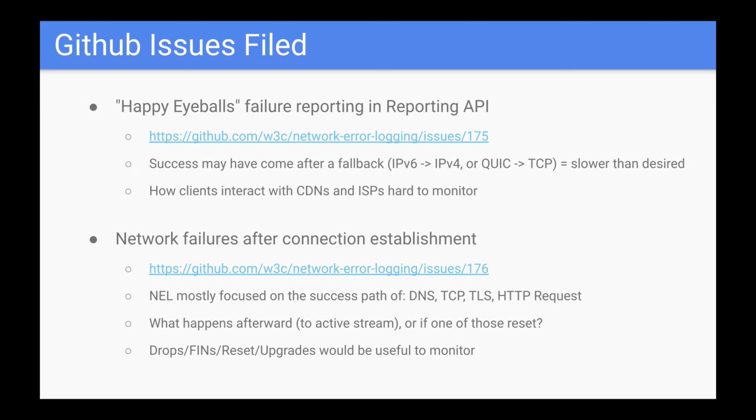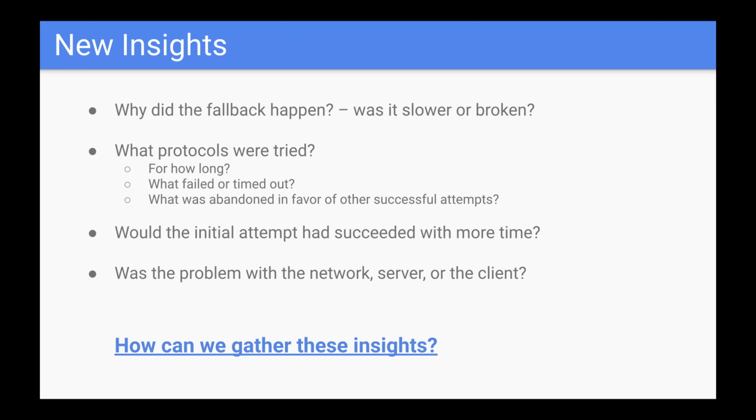So yeah, we want to see if there are new insights we can gain. Waiting for the slide to catch up. Why did the fallback happen? Was it because it was too slow and it eventually succeeded, but we had moved on? Was it because it was broken? Was it because some ISP or some network was not able to satisfy what we were trying to ask of it? Which protocols were tried? How long potentially were those protocols tried for before falling back to something else? Was it timed out? Was it abandoned? And this can help potentially us understand, would it have eventually succeeded if we had given it more time?